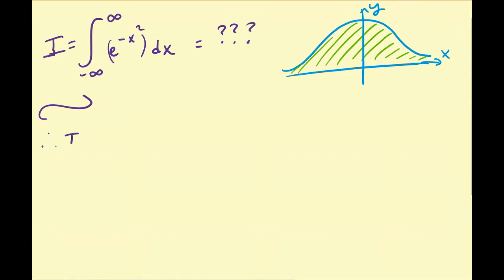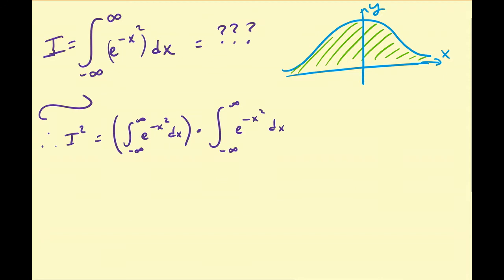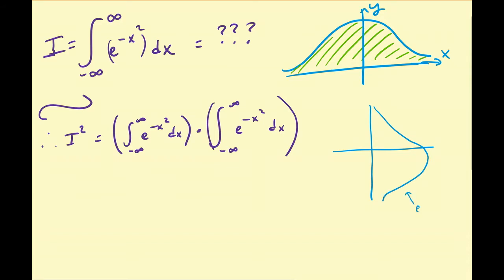So I'm going to begin by squaring this integral. So that's the same as the integral from minus infinity to infinity of e to the minus x squared dx, times the integral from minus infinity to infinity of e to the minus x squared dx. As you do notice, these two integrals are the same. And if I rotate this curve along the x-axis, so this curve would be e to the minus y squared, this area here would also be the same as the area underneath the other one.